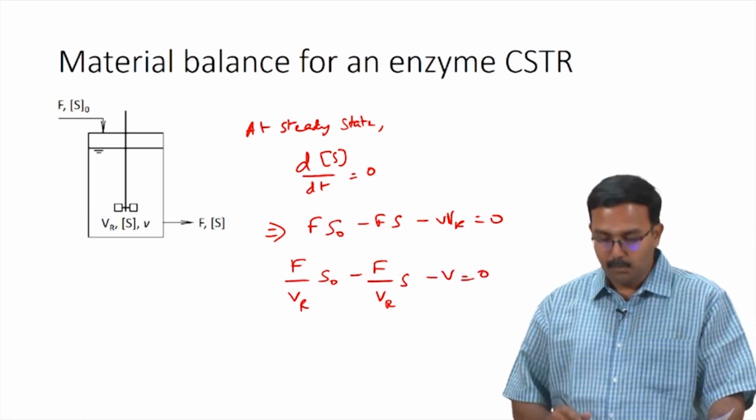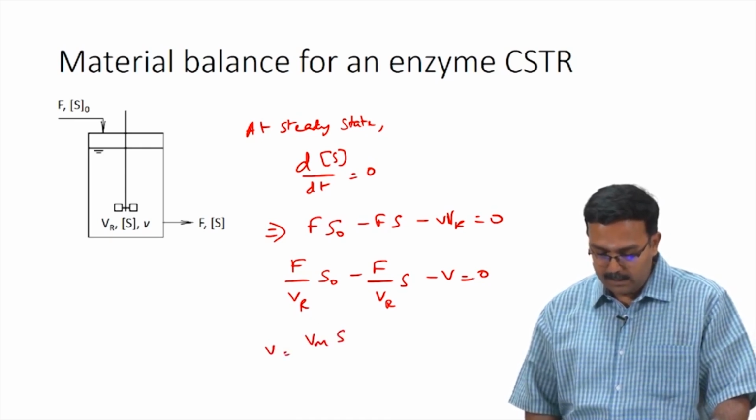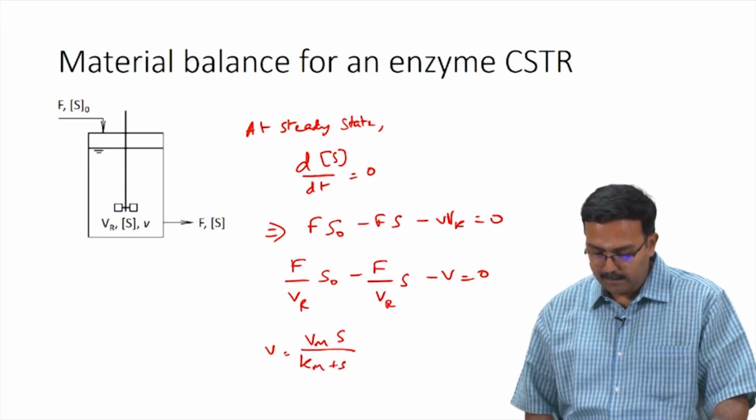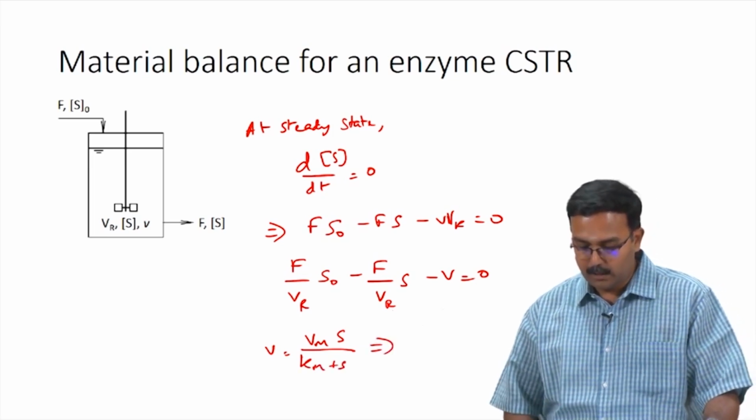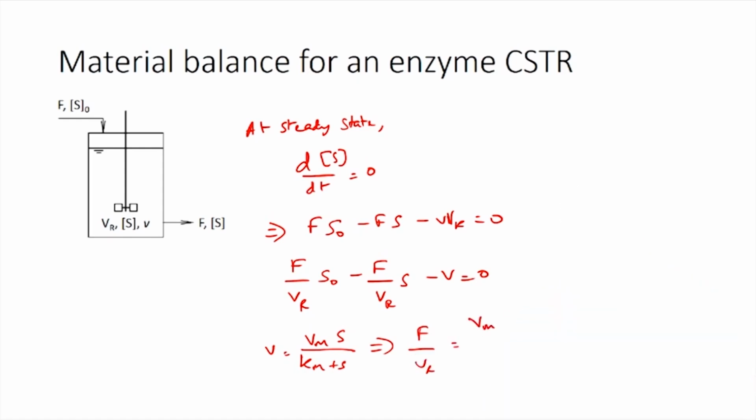From the Michaelis-Menten equation, we know that V equals Vm S divided by Km plus S. So, we can substitute this here to get F by Vr equals Vm times S, which is the substrate concentration leaving, divided by the substrate concentration inlet, S0 minus S, times Km plus S. So, this equation can be derived using the material balance equation.